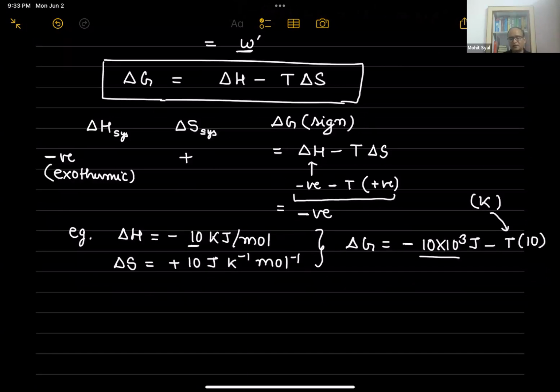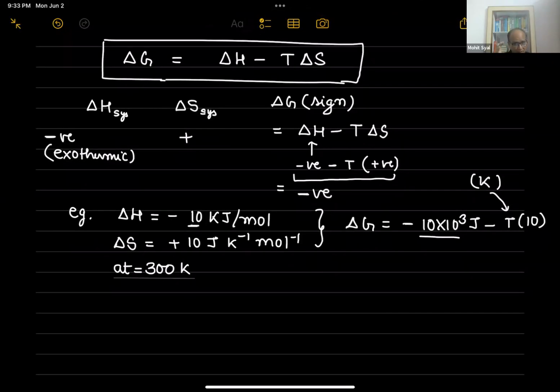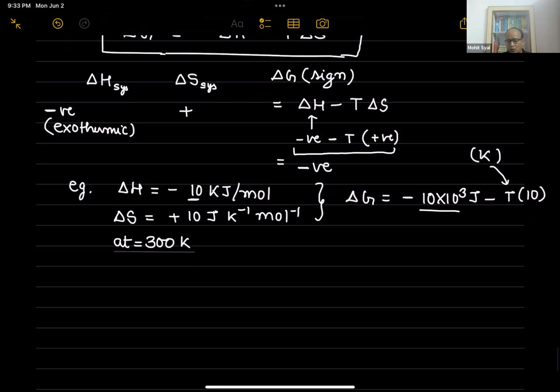Let's say at 300 Kelvin, because Kelvin is the absolute thermodynamic scale of temperature. You have nothing negative in Kelvin. The lowest temperature is 0 Kelvin. Celsius you don't take because it can go negative, it can come down. So for thermodynamics you measure the absolute temperature, which is the lowest and which is the highest, in terms of Kelvin only. So what is the delta G for this reaction at 300 Kelvin?